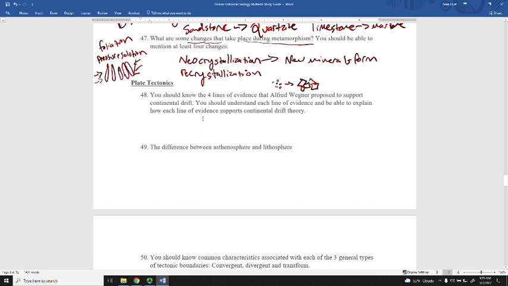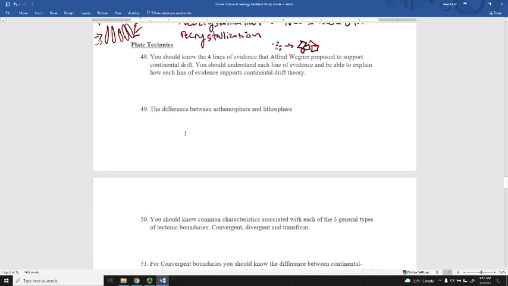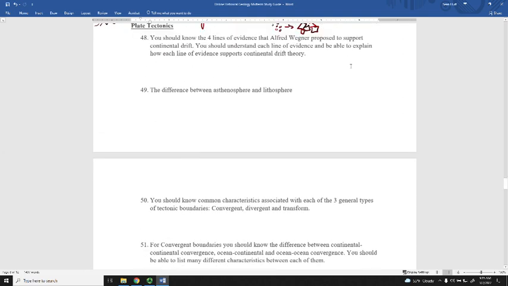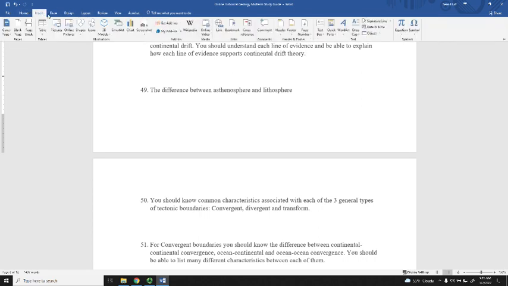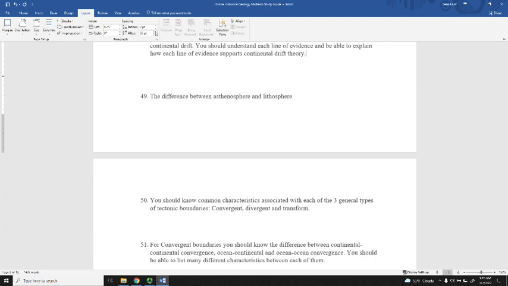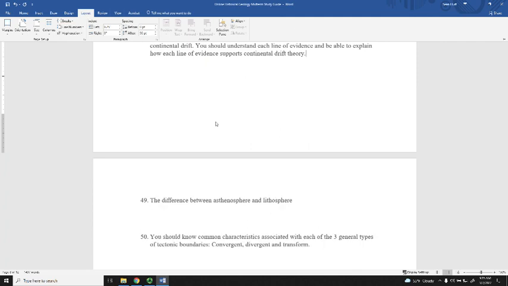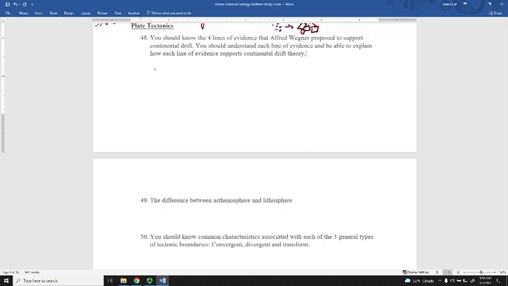Okay, so then the next thing here is plate tectonics. This is another question that I often put as a short answer question. So you should be prepared to answer this with a paragraph. What are some of the lines of evidence that Alfred Wegener proposed to support his theory of continental drift?